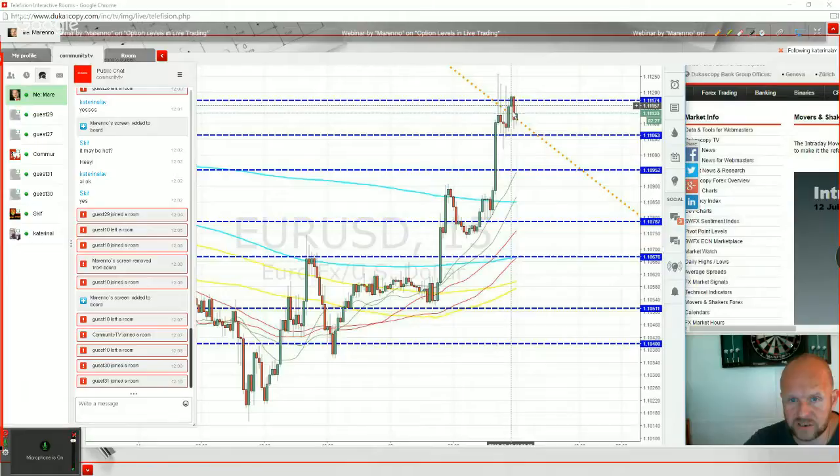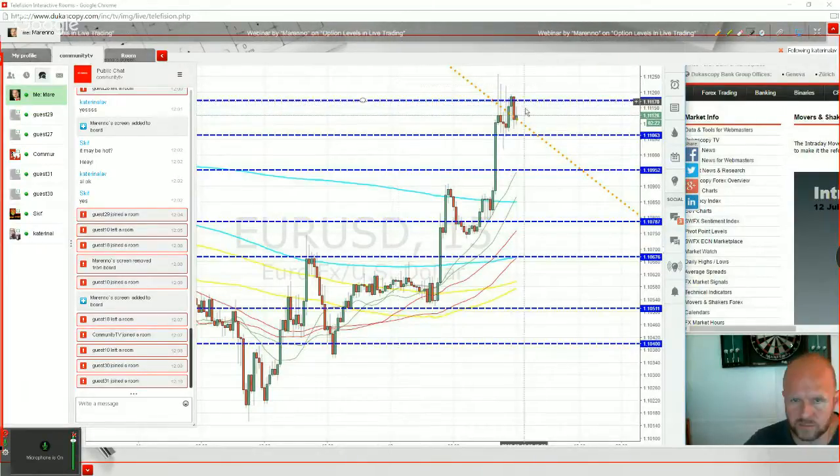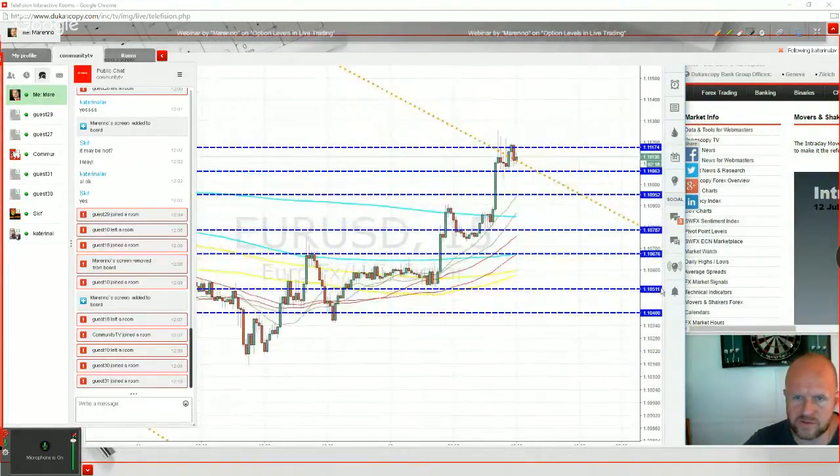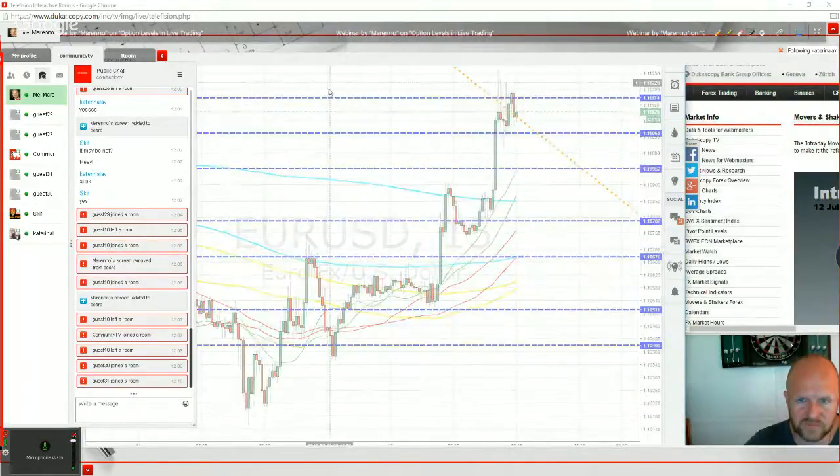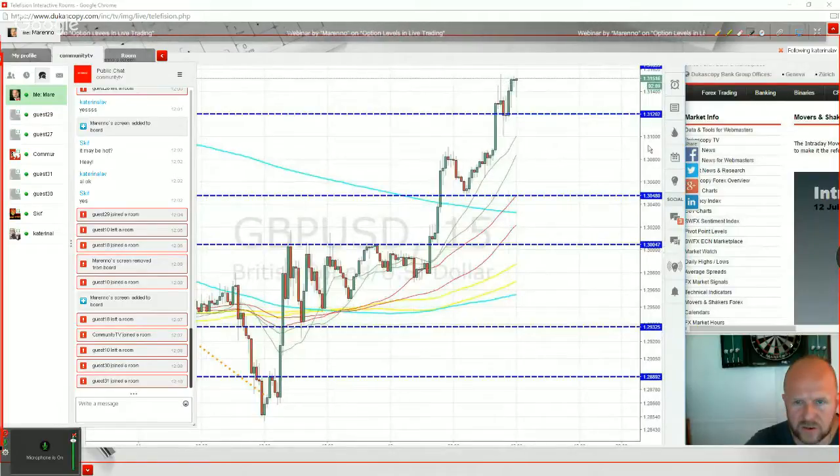A short stop loss is a must, because we don't really know what the price is going to do next. It might go further up, but then it will be a different story. So that's my view on euro dollar. Let's go further. So it's pound dollar, the same situation here.